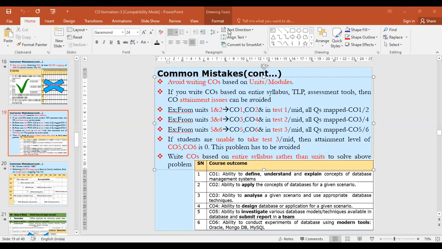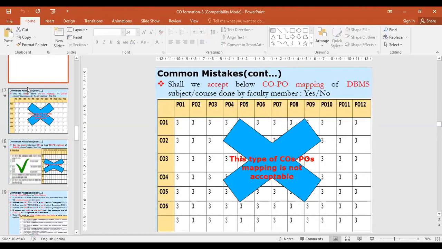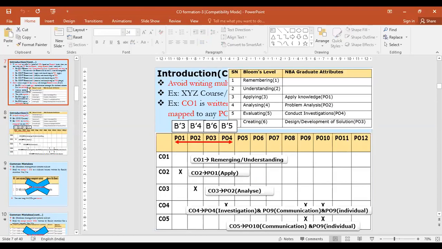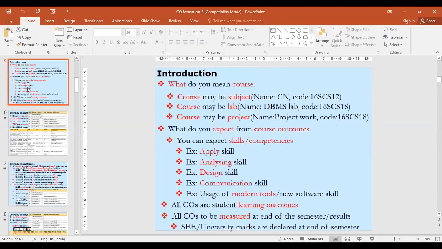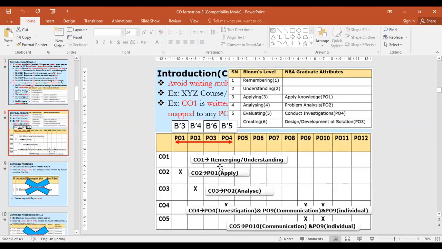Good afternoon, sir. Tell me, sir. Can you clarify the CO mapping, one-to-one mapping to PO1 to PO4? Yes, sir. One minute, sir. I'll come to that slide. If you take here, sir.